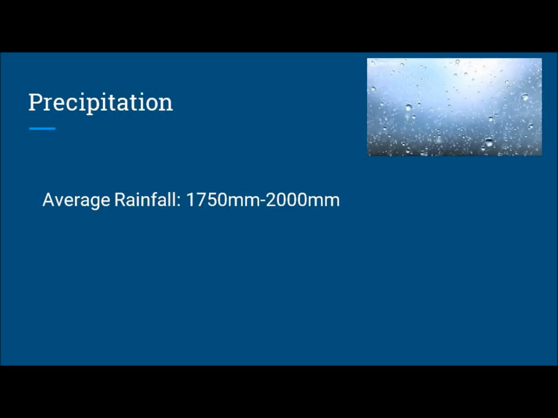Much like weather and temperature range, precipitation can vary because of the wetlands' varying environments. However, studies have shown that the average rainfall can be anywhere between 1,750 millimeters to 2,000 millimeters.